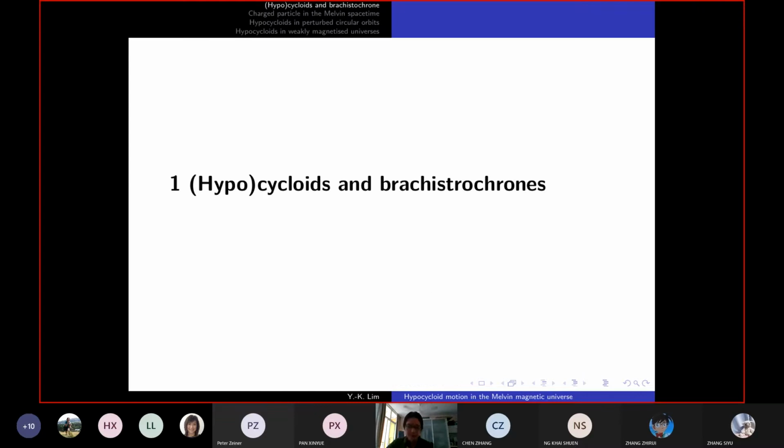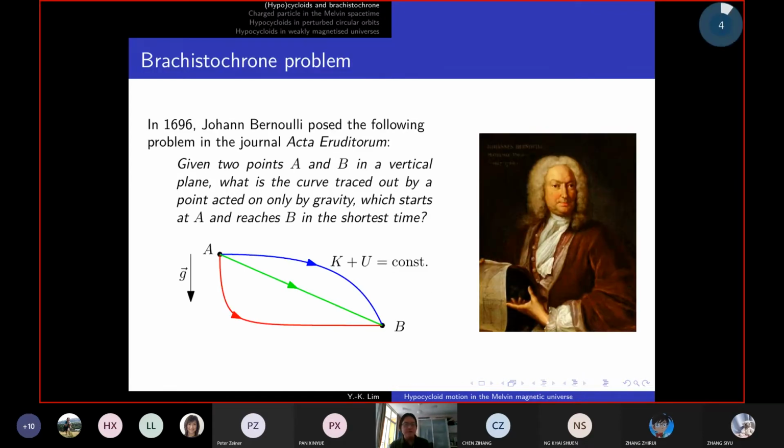I'm going to tell the story about the brachistochrone problem. This is the classic problem in physics. Most students, especially physics students, those who are here, will probably learn this in your year 2. It was originally proposed by Johann Bernoulli in the year 1696. And the question is this.